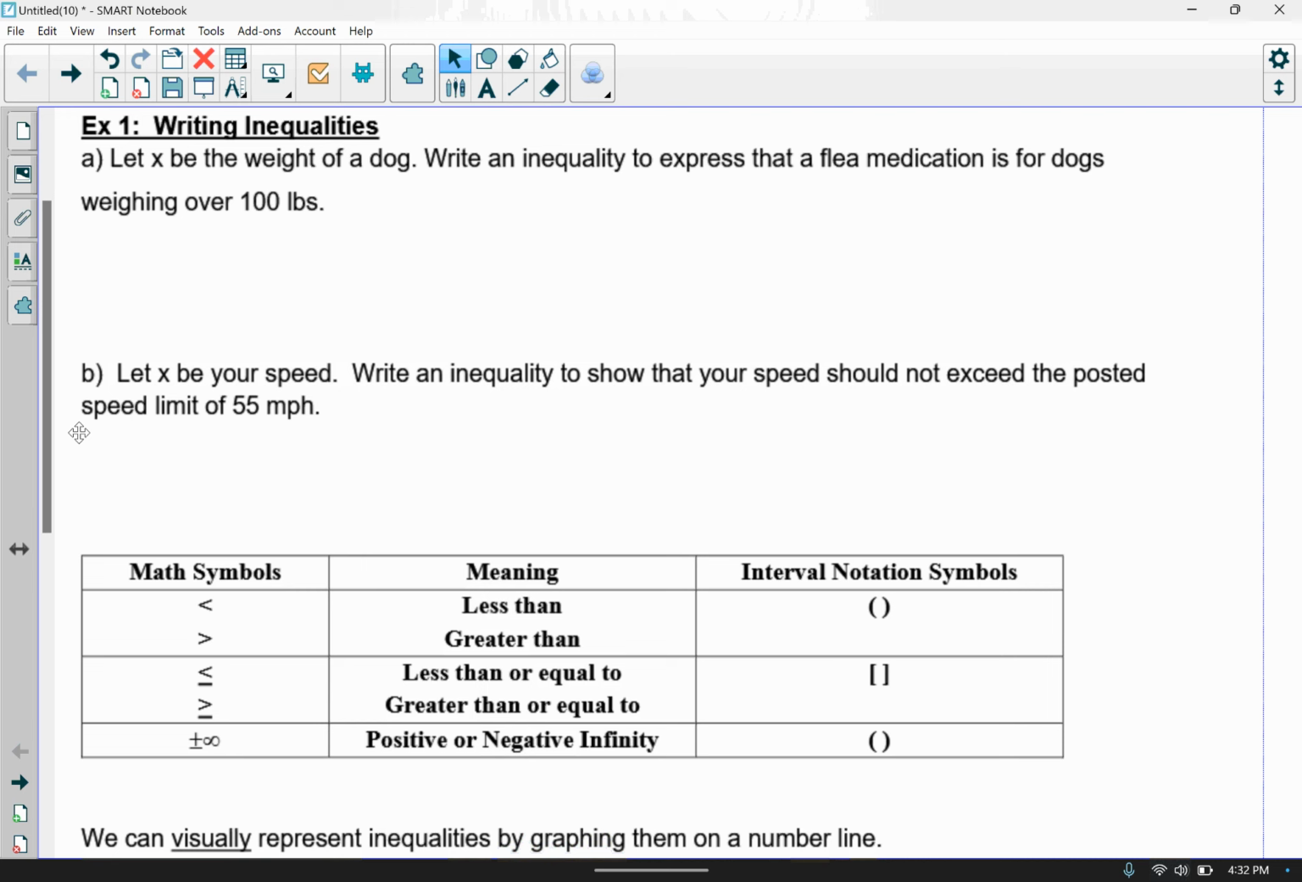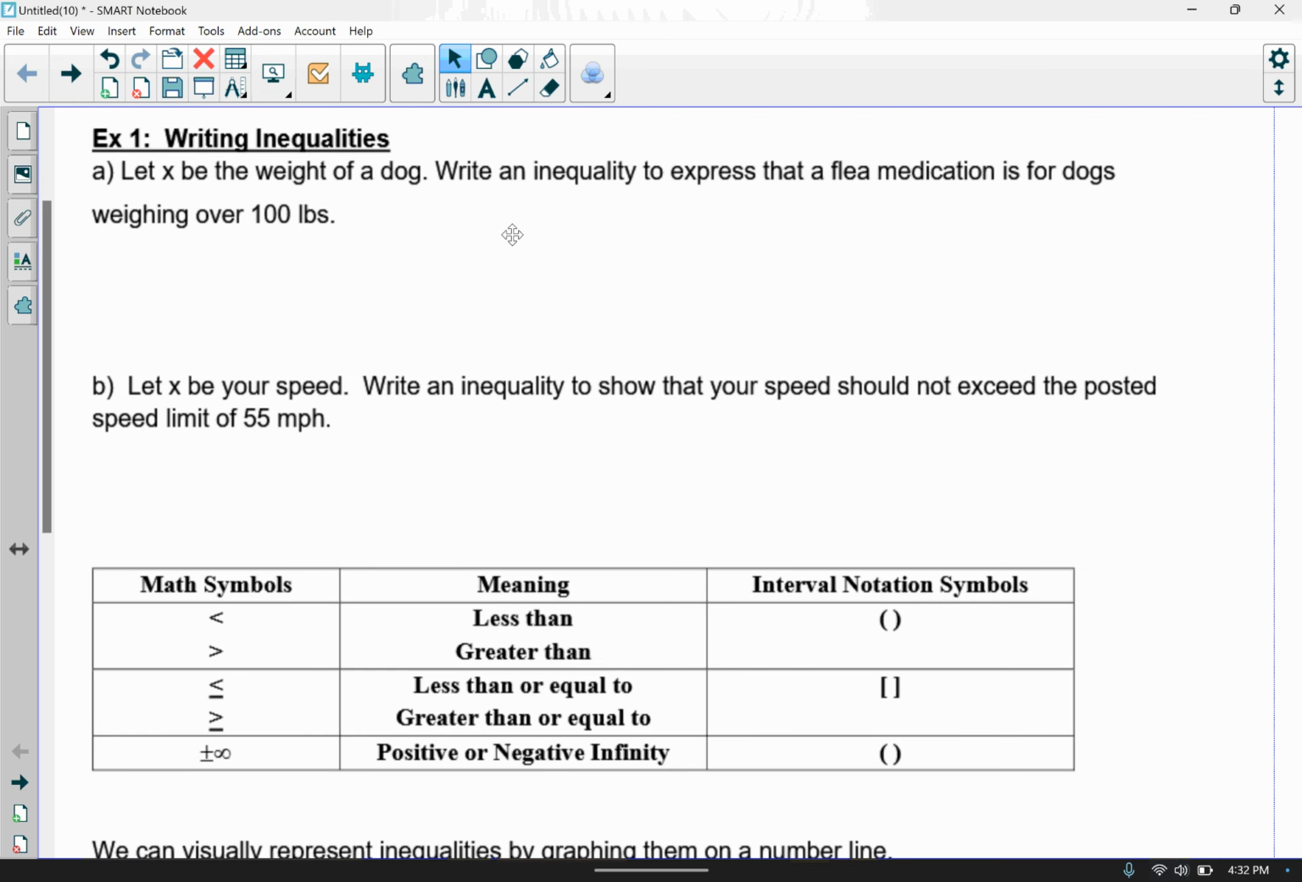When you write inequalities, your letter is going to be on the left, followed by your inequality sign, and then the number. So here it says, let x be the weight of a dog, and they want us to write an inequality just to express that a flea medication is for dogs weighing over 100 pounds. So x is the weight of our dog. And the dog has to weigh over 100 pounds, so over means greater than 100. That's all that we're looking for there. All right, we move on.